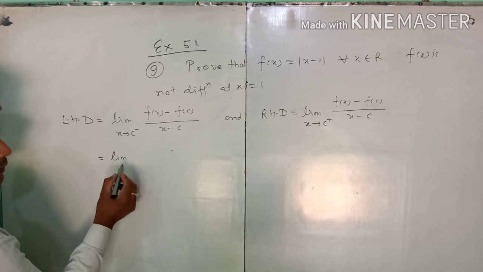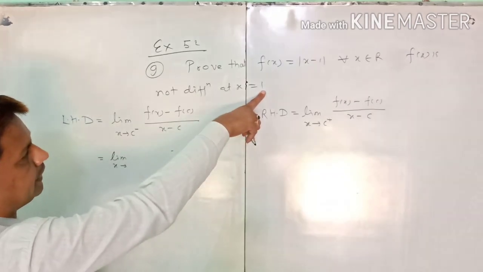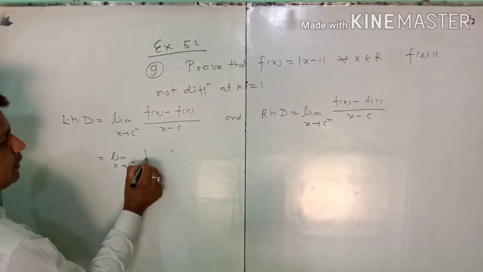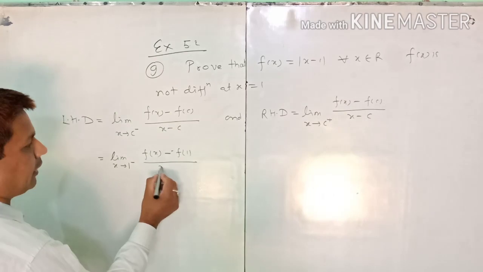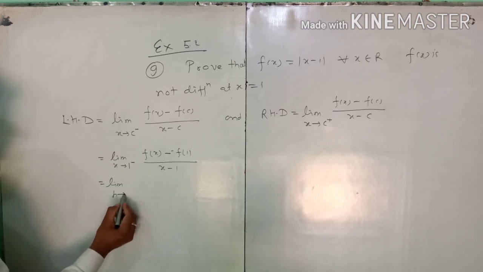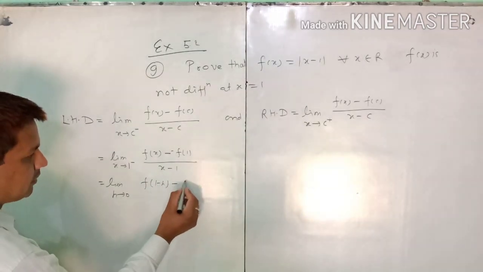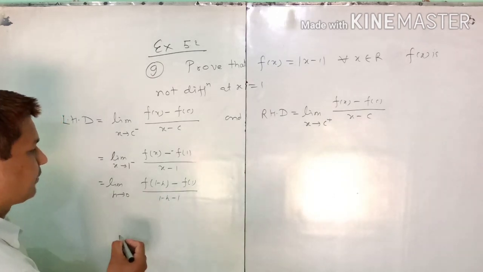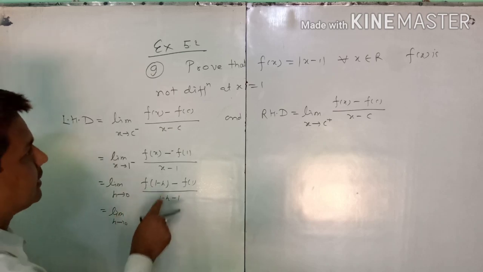So first of all, find the left hand derivative. We have to find differentiability at the point x = 1. So limit as x tends to 1 negative of (f(x) - f(1)) upon (x - 1). This can be written as limit as h tends to 0. In place of x we put 1 - h: (f(1 - h) - f(1)) divided by (1 - h - 1), which is equal to limit as h tends to 0 of f(1 - h).